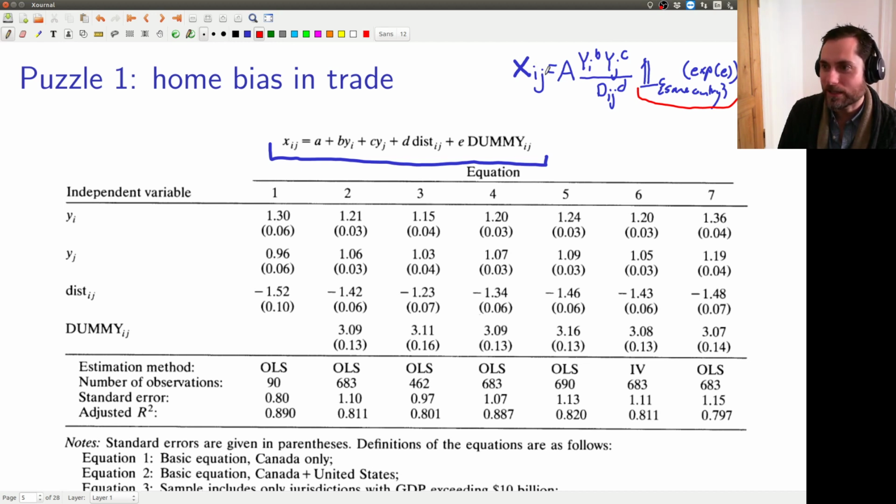the gravitational force between two bodies, A here would be the gravitational constant, usually G in physics. Yi would be the mass of point I, Yj would be the mass of point J, B and C would be equal to 1. And then Dij is the distance between body I and body J. And then D here would be 2, right? The square distance. So this thing here looks very, very close to the actual physics gravity equation. If you take logs of this thing, then you're going to get this equation here.